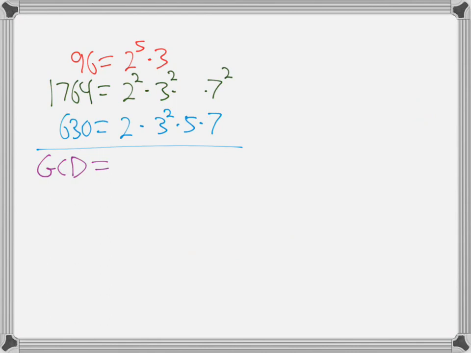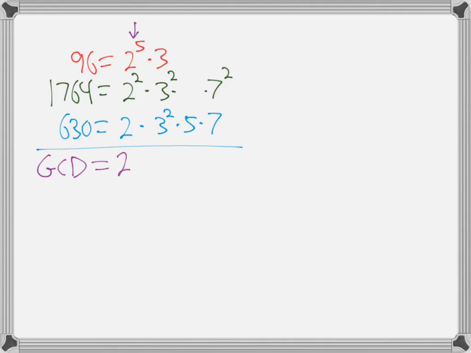So remember the memory device? You're finding the greatest amount they have in common. What's the greatest number of 2s they have in common? 1. Yeah, just a single 2, right? That's the greatest amount they have in common. Does that make sense? It's the lowest power. The greatest amount of 2s that they all have is a single 2, because one of them only has a single 2.